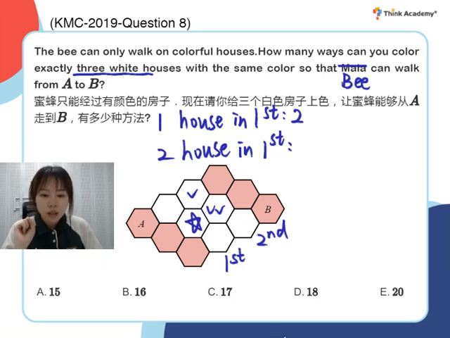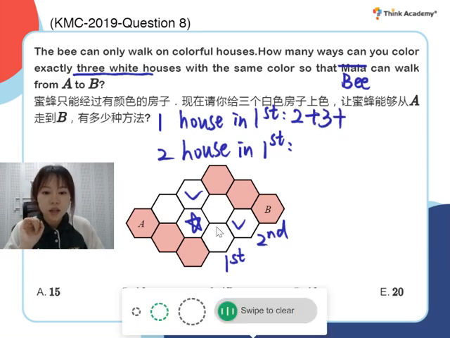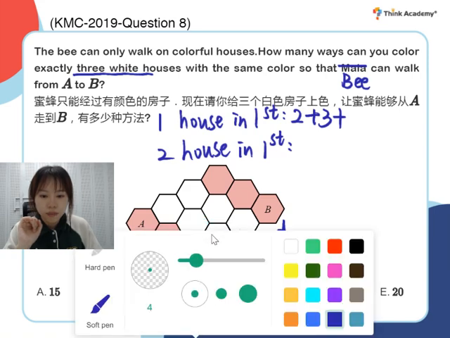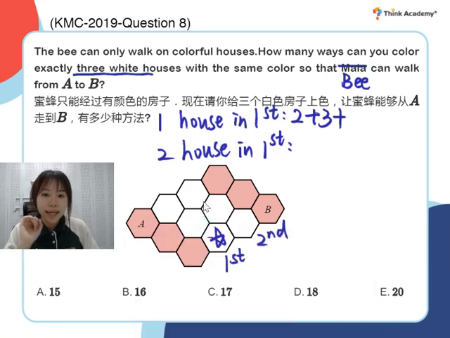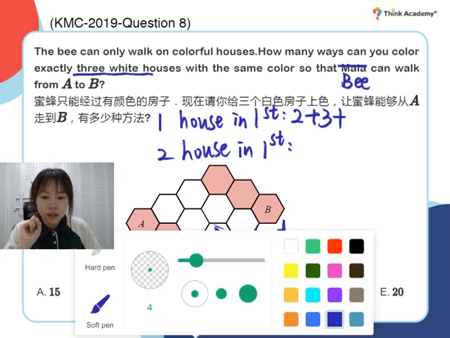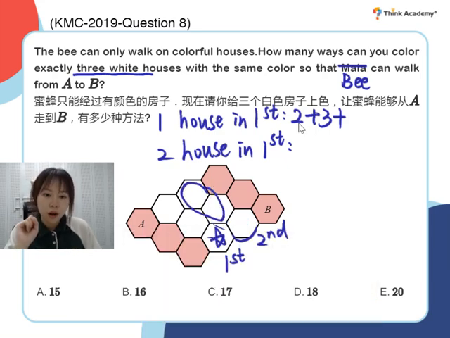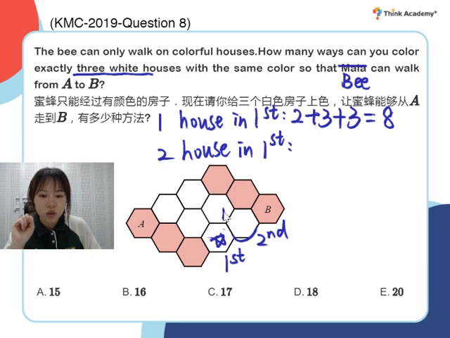Let me show you. What about this two? Is it possible? Very good, also possible. So here we have three situations. And if I colored this one, I can color this two, and also I can color this one and this one. Two situations. What about if I only colored this two? Is this possible? Also possible. So 3 situations, equals 8. Very good. We already found 8 situations if we only color one house in the first layer.